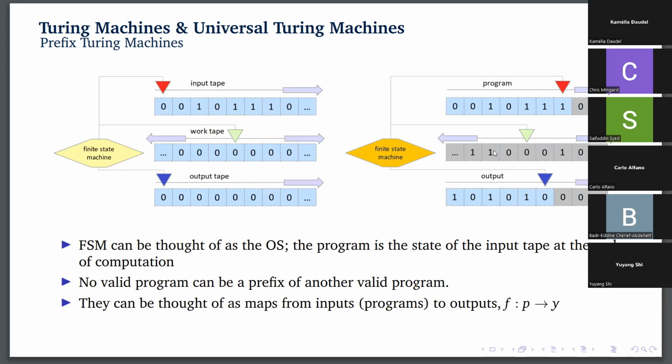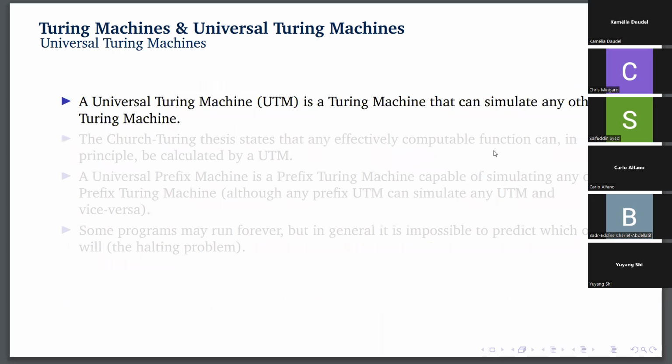And again, we can think about this as a map from inputs, which in this case we generally think of as programs, to some outputs. And again, it's a partial recursive function because there are still halting problems, etc.